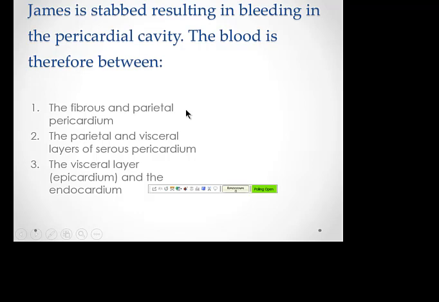So let's say you got a question like this. Where do you think the blood is going to be? James is stabbed. This actually was a question which was in your notes also. So, you know, sometimes I don't repeat them, so please do make sure that you look at these questions.